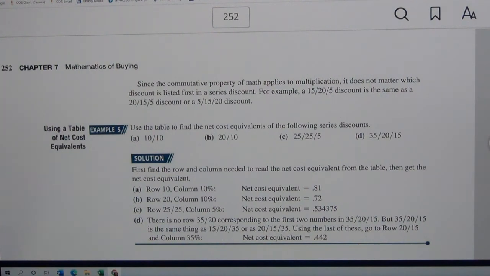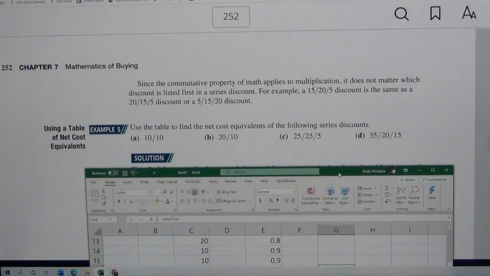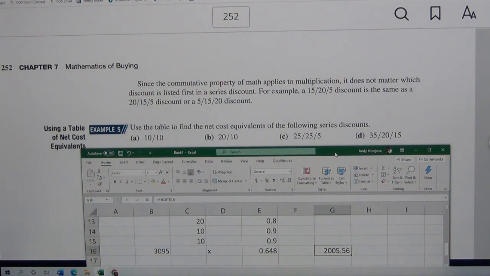Okay, so let's go ahead and take this problem, and I'll go ahead and cover up the solutions here. Use the table to find the net cost equivalents of the following series discounts. So just look back at that table and you'll be good to go. Go ahead and do that first, and then we'll do it together.